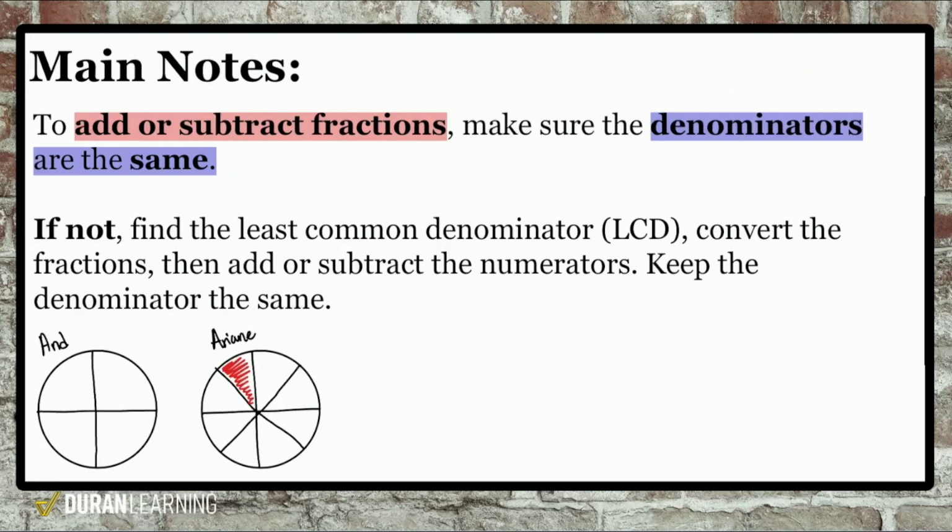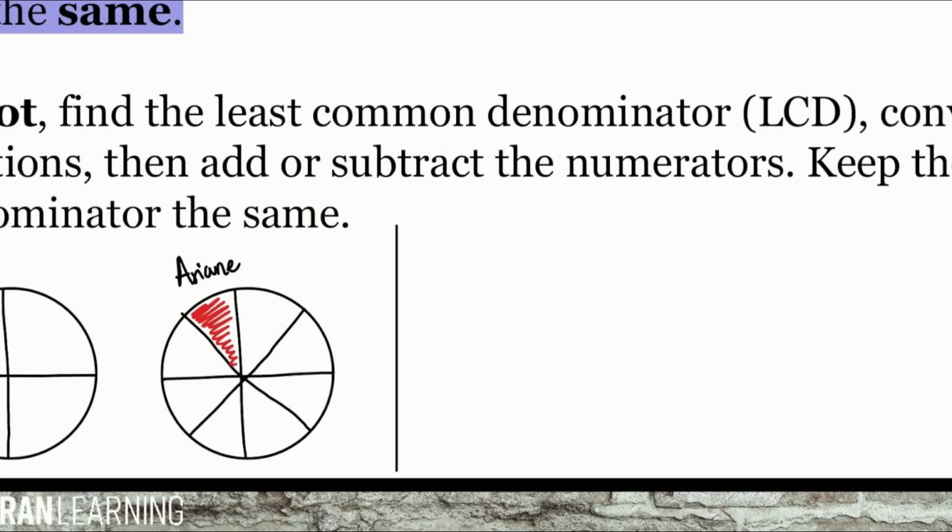Story ended. But let's use these slices here and say I have 1/4 of a pizza, so 1 out of 4 slices, and Ariane's is 1 out of 8. If we add these two together, first and foremost, everybody, do we have the same denominator here? Correct, we do not.